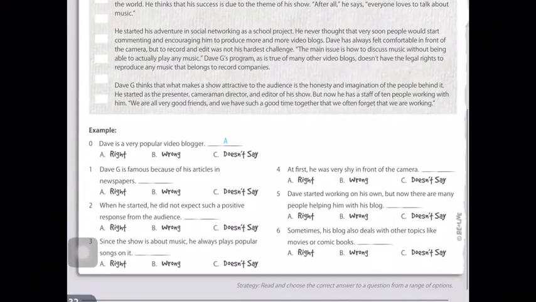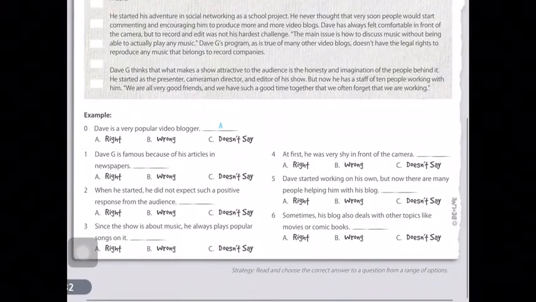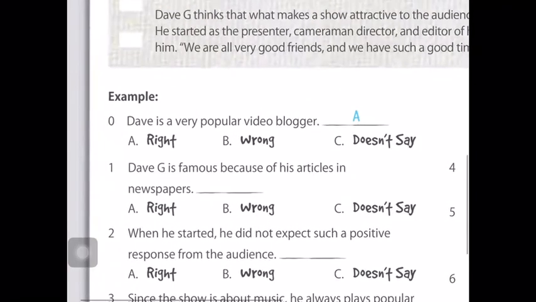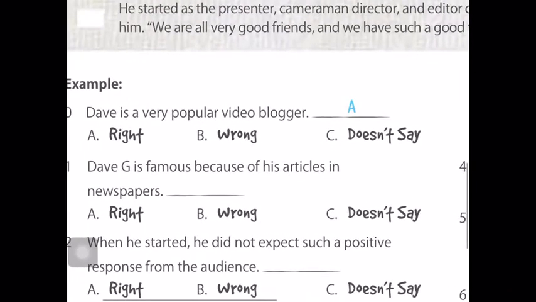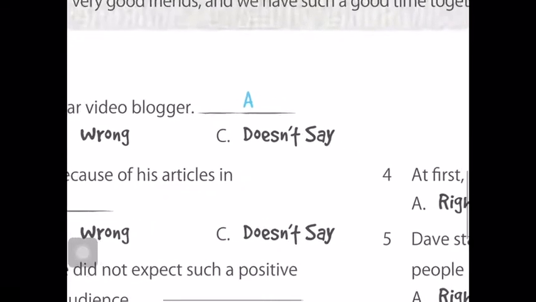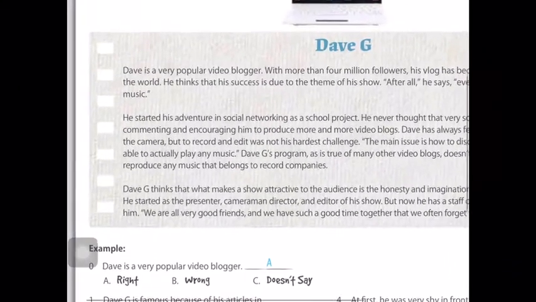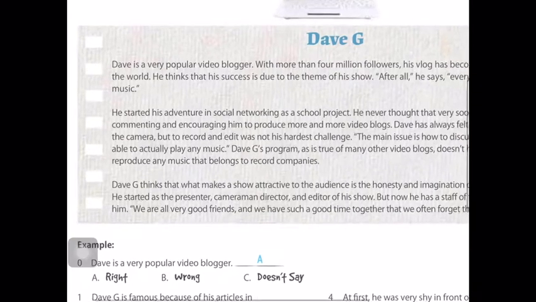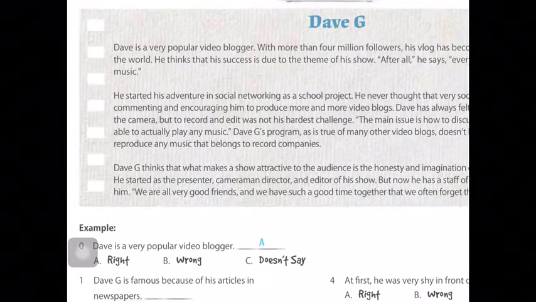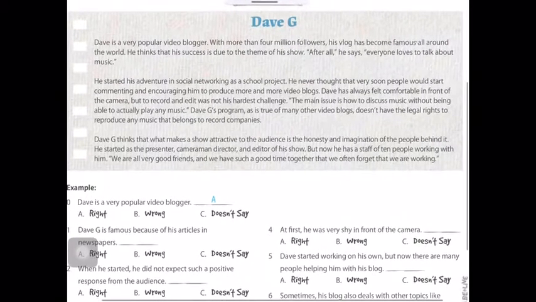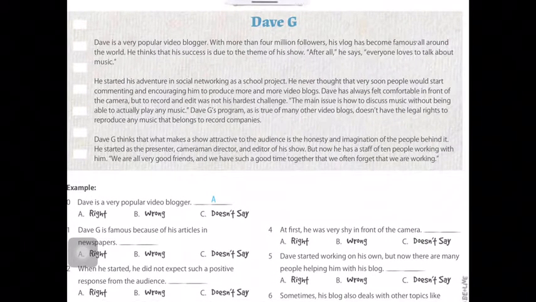We have some exercises to do. Here we have some exercises. We have to circle right if it is correct, wrong if it is not correct, and doesn't say if you cannot find the information in the text. For example, Dave is a very popular video blogger. With more than 4 million followers, his vlog has become famous all around the world.